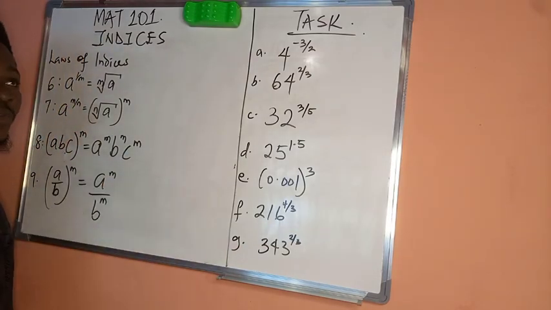Now this is just a continuation of the previous class. We are actually treating indices. Okay, now let's continue with the laws. Now this is the number 6 law. This law is called the fractional index law.